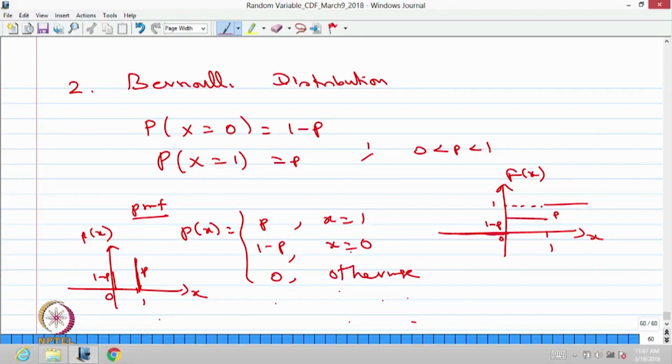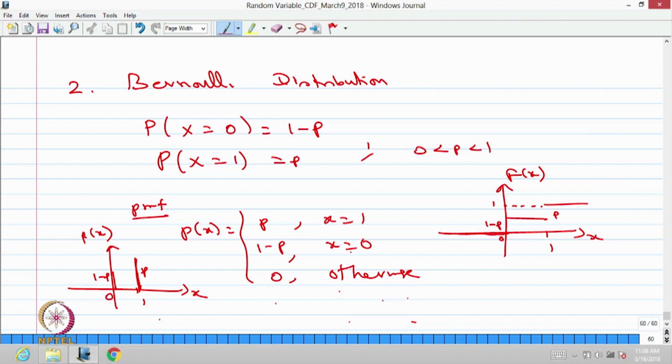Whenever the random experiment has 2 possibilities, we call it a Bernoulli trial. Suppose you treat one possibility as a success and the other possibility as a failure, then we usually denote the success probability with p and the failure probability with 1 minus p. Then that type of trial is called a Bernoulli trial.